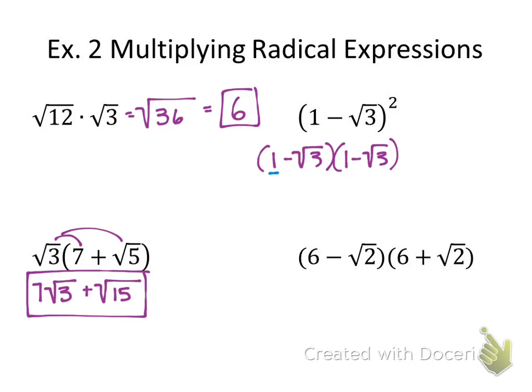First terms. 1 times 1, which is 1. Okay? Now, outside terms. This is where I want you to pay attention. 1 times the negative square root of 3. I cannot forget about that sign. So this is how you write it. You always write the sign first. So I know it's going to be a negative, then the whole number, 1, then the square root. So negative 1 times the square root of 3. That's exactly how you do that one. Okay?